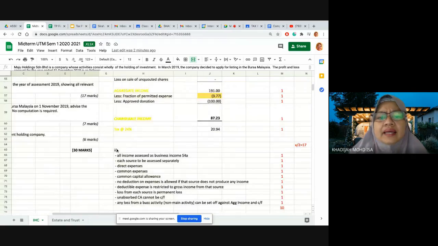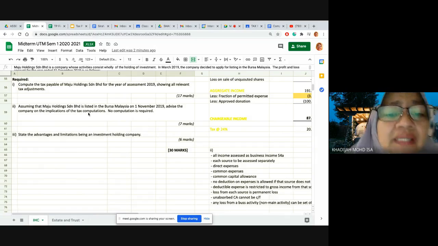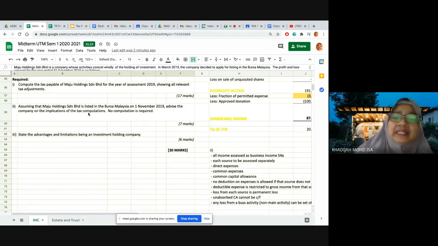And then the second question, assuming that it's listed, what is the implication on the company's tax computation? So actually, when it listed in November 2019, the company is deemed to be a listed company, right?